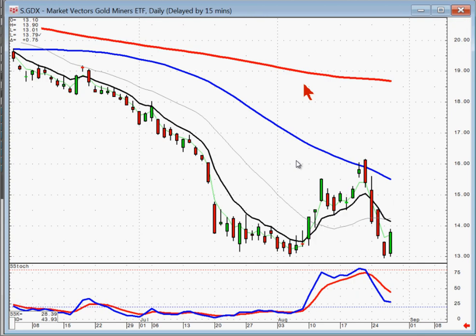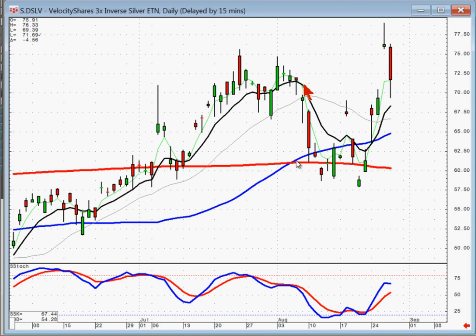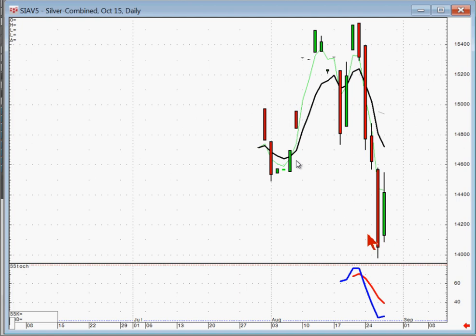GDX trying to pop back up a little bit because gold is stabilizing. And the juniors, same scenario. It's a pop because you don't have a reversal yet, so watch to see what it does once it does get to the T-line. DSLV. Oh, that's a toughie to trade. That's the inverse for silver. Let's see what silver has been doing. Had a bullish harami today. Doesn't look like a good trading chart right now.